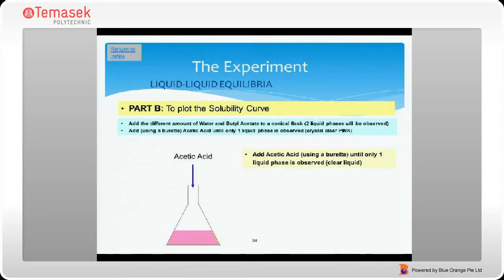Now, using a burette, add acetic acid into your flask. Continue adding acetic acid until the solution in the flask becomes clear. That is, it has changed from a 2-phase solution to 1 phase. Repeat this for all the 8 amounts indicated in your lab report.